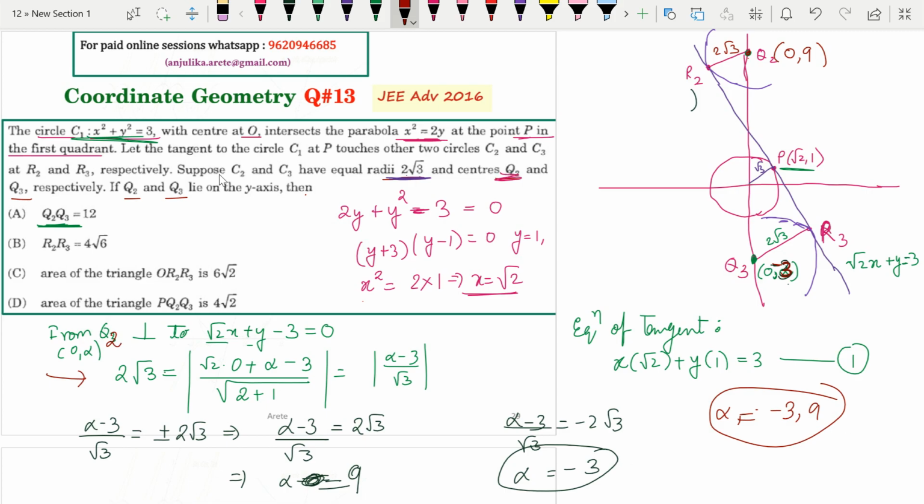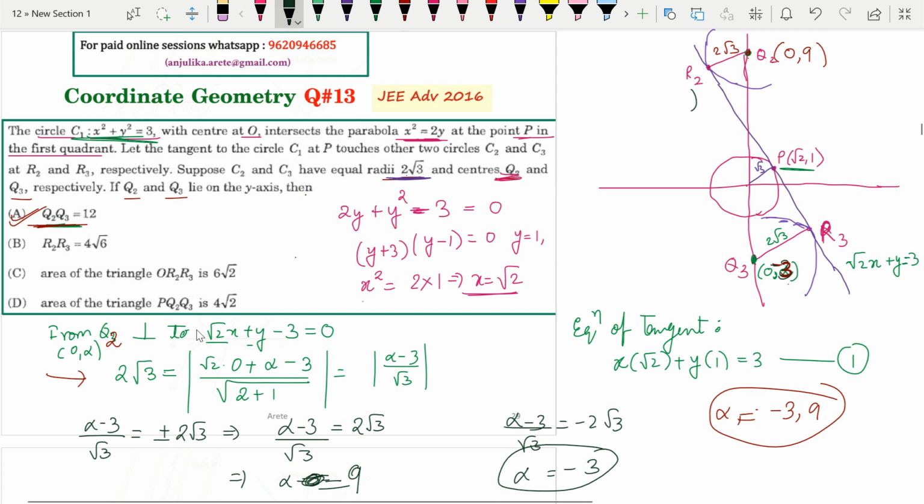So now can you get me what is q2, q3? q2 you know, q3 you know, this distance, right? This distance is 9 and then plus 3. 9 plus 3 is 12. Yes. Okay, so A is very obvious. That's correct. Okay. Now look at the next one.